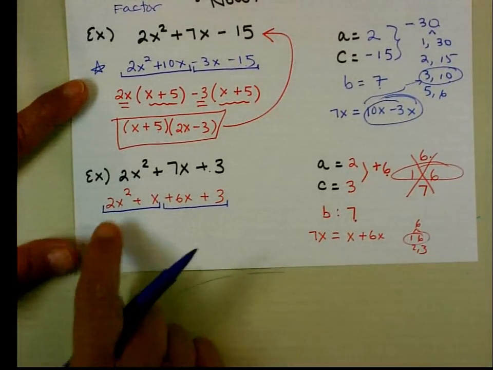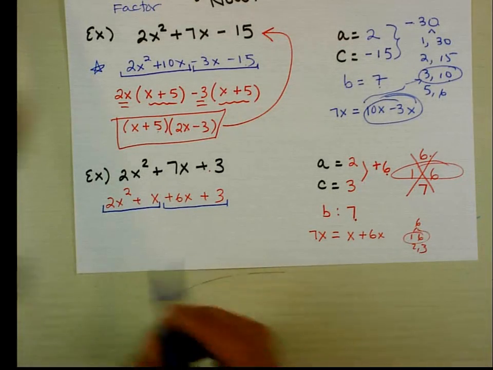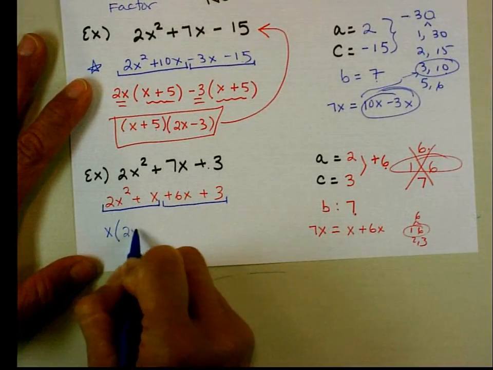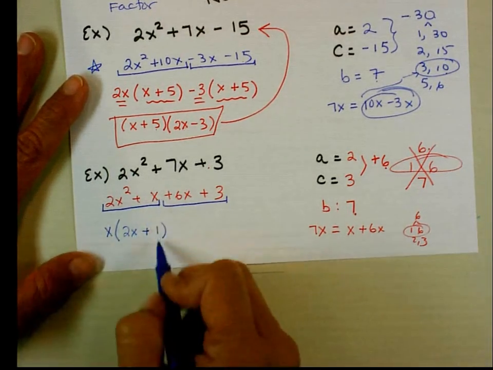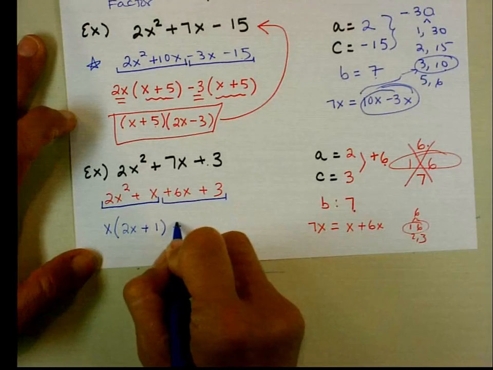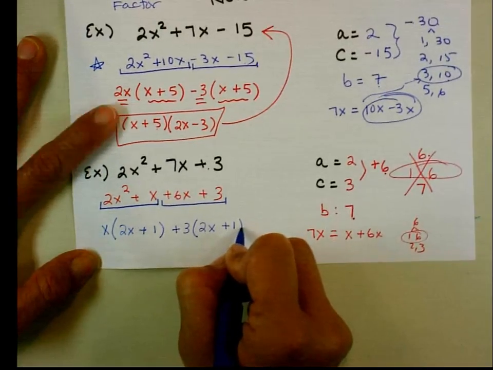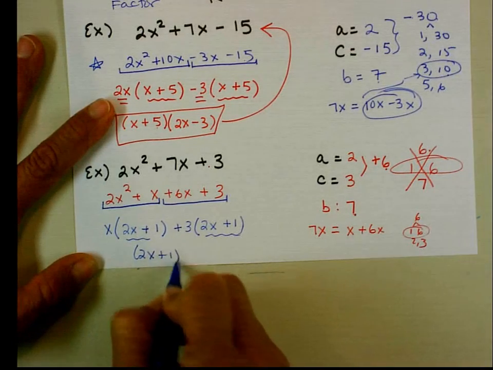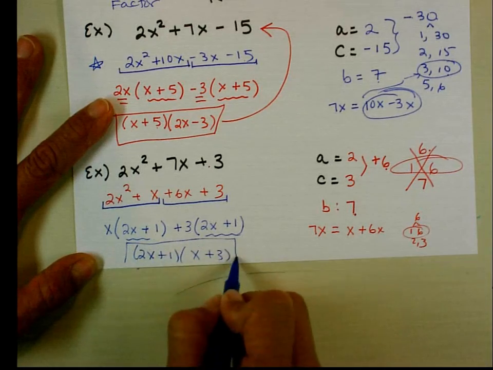So the way I have it grouped, I'm looking for the greatest common factor between 2x squared and x. So that would just be an x. We'll factor that out. x out of 2x squared leaves behind 2x. x out of 1x leaves behind a plus 1. Make sure you have your placeholder there. My second group is 6x plus 3, so I'll take out a plus 3. And we'll get a 2x plus 1 left over. Squiggle under the common 2x plus 1, times the leftover factors, x plus 3.